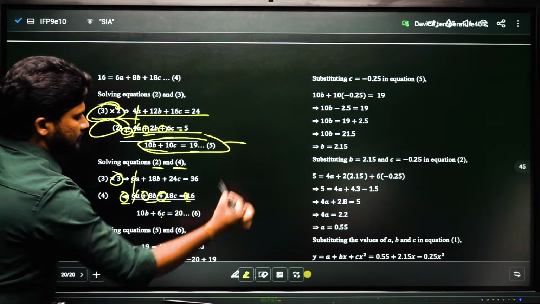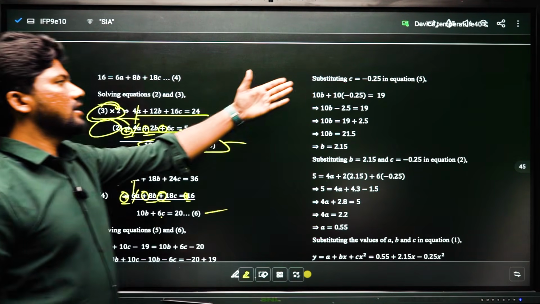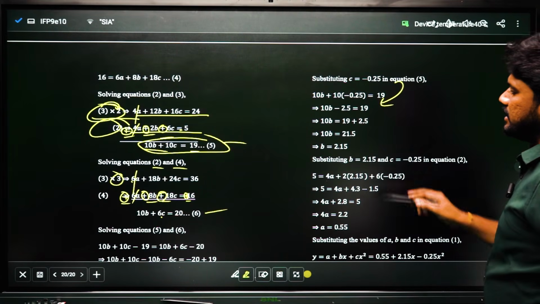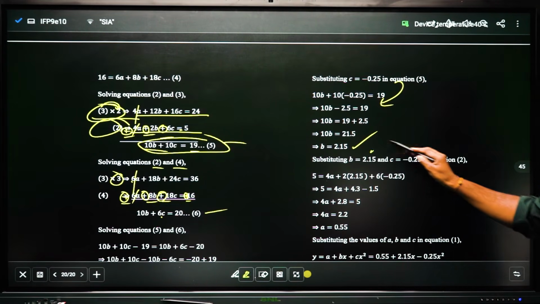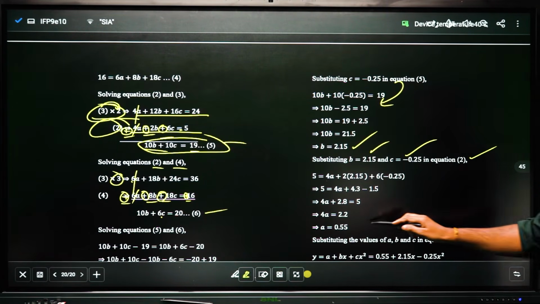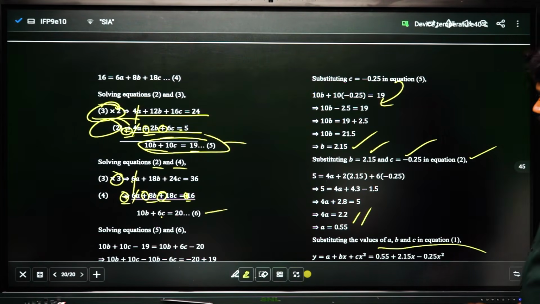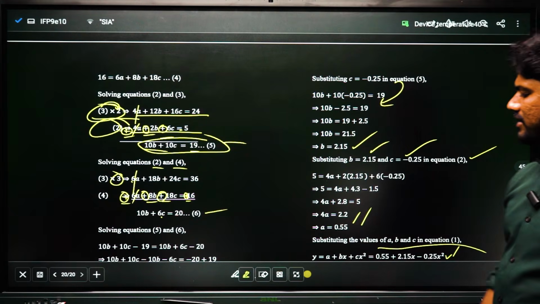Now solve equations 5 and 6. Then you get the c value. Substitute c value in equation number 5. Then you get the b value. Substitute b, c values in equation number 2. Then you get the a value. Substitute a, b, c values in equation number 1. Then you get the required parabola equation.